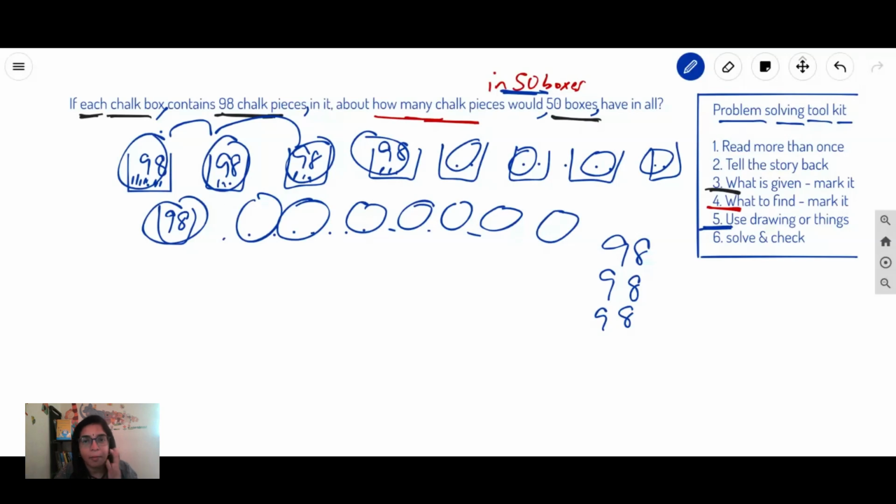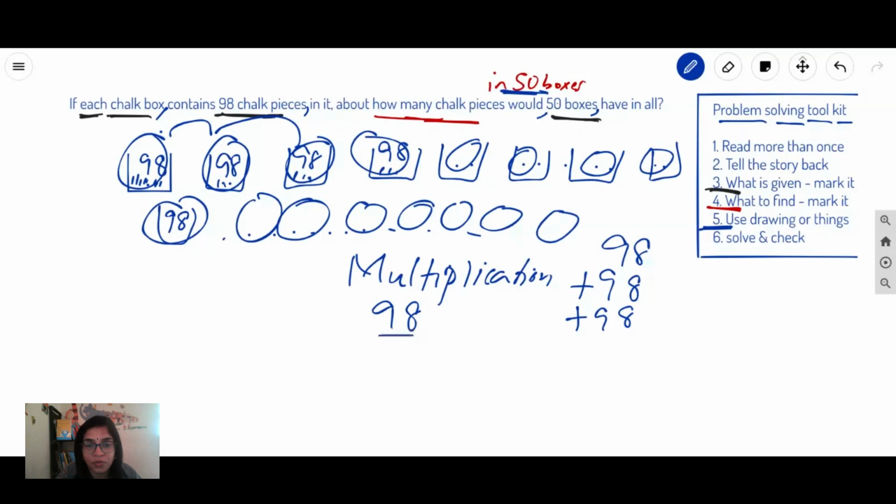But math is there to make our life simple and easy. What have we learned? That if something we are adding again and again, it is called multiplication. What is it that we are adding again and again? The 98 is what we are adding again and again. The first thing in multiplication is this is something that we are adding again and again.